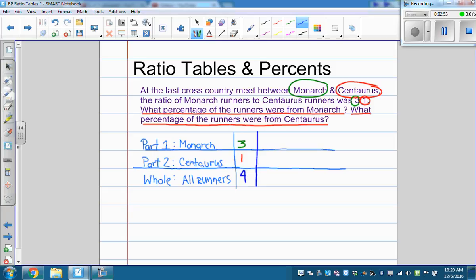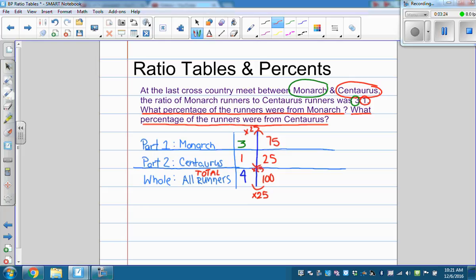And since the question's asking me about percentage, I want the total, this group of all runners, for percentage to be 100, so I'm going to multiply by 25. That gives me 100, so I have to multiply all of these by 25. And 3 times 25 is 75.